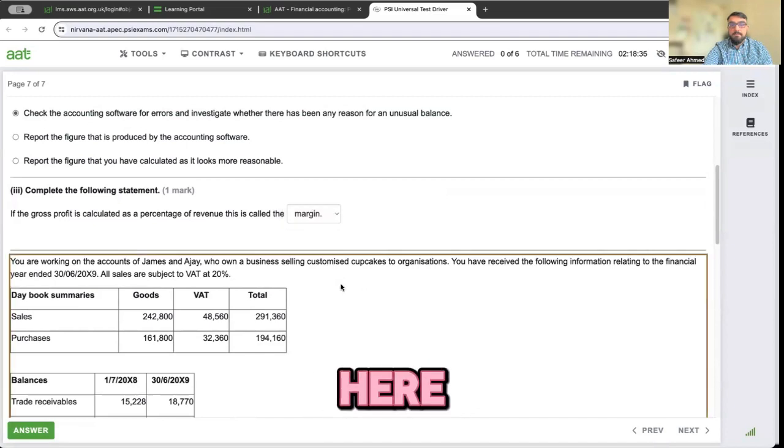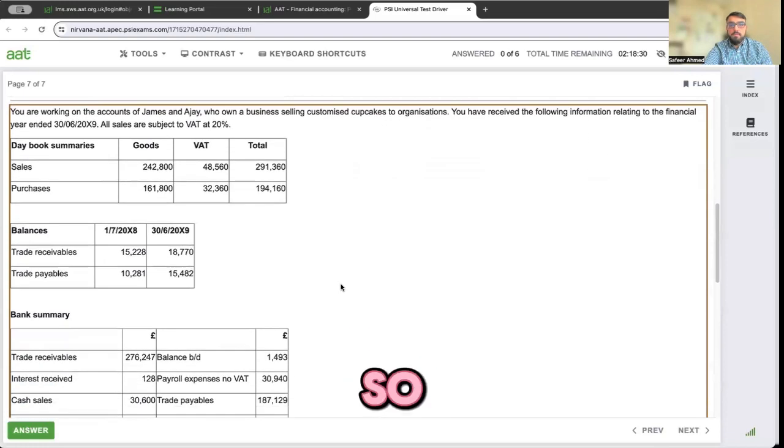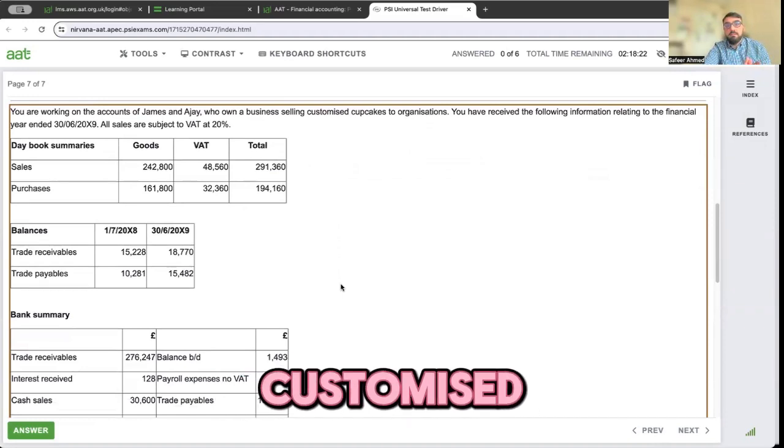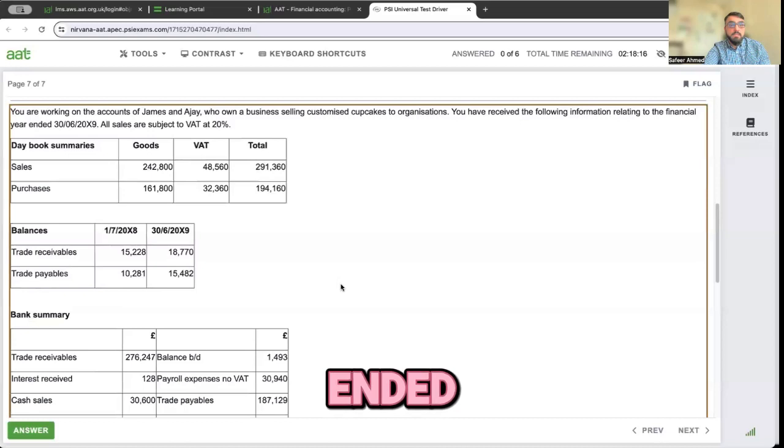That's your margin here. Okay, let's move on to the next one. So now they have given us quite a lot of information here. You're working on the accounts of James and Ajay, who owns a business selling customized cupcakes to organizations. You have received the following information relating to the financial year ended 30th of June 2019. All sales are subject to VAT at 20%.